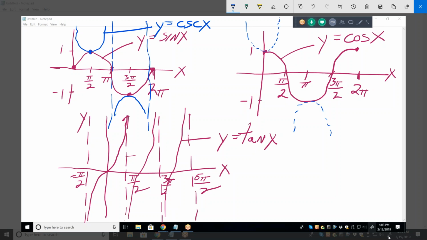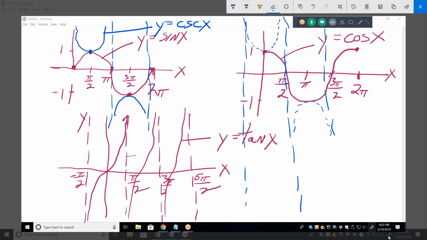Same with secant. And secant also has the same problem in that whenever the cosine is 0, it's going to have a vertical asymptote because you can't divide by 0. And remember, this thing is the reciprocal. So you have vertical asymptotes every pi.